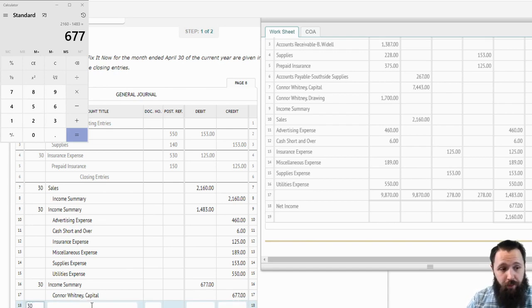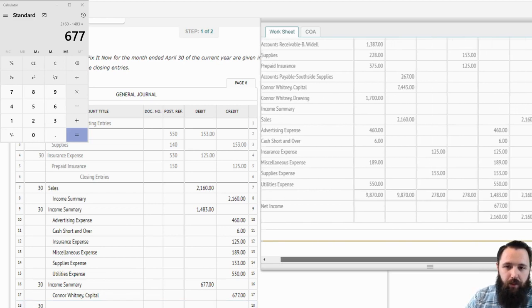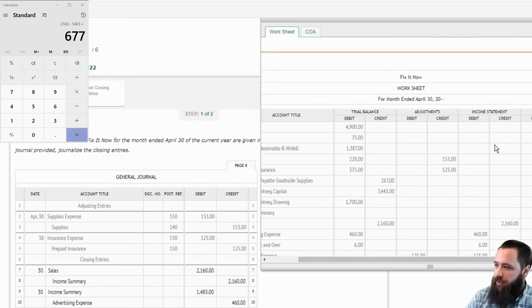And the last thing that we must do is we must bring our drawing account down to 0. So the drawing account, if we look over on the balance sheet, because that's where this one's going to be.